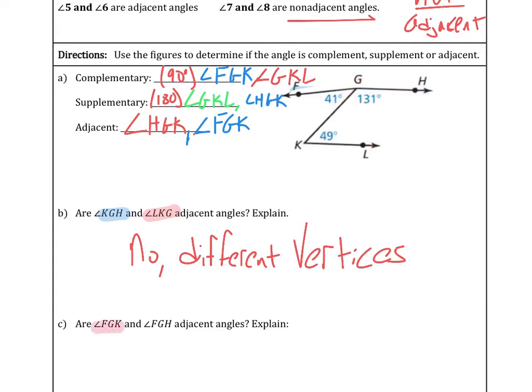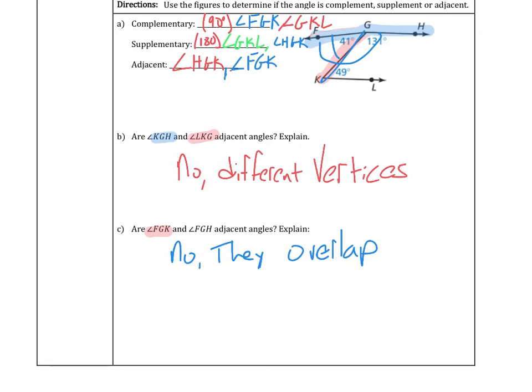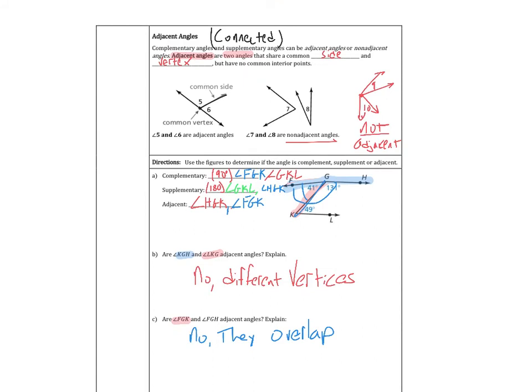In this case, FGK, that's this one, and FGH is this one, all right? So we've got the inside angle, and we've got this whole angle. So those kind of overlap. So no, we can say they overlap. One of the sides is inside the other angle. That is technically not an adjacent angle. So that's the idea for adjacent angles. They're connected. Same vertex, same side. They share one, I should say.